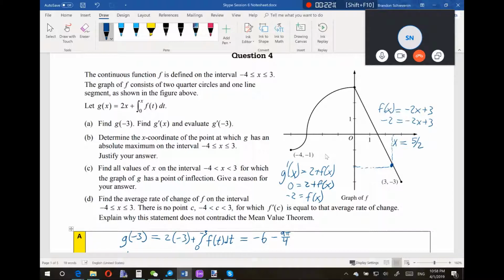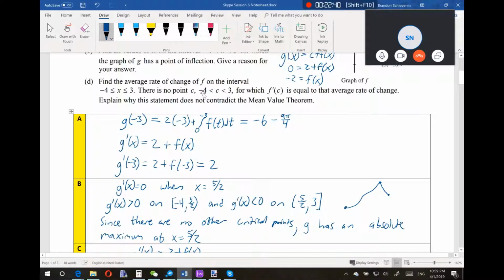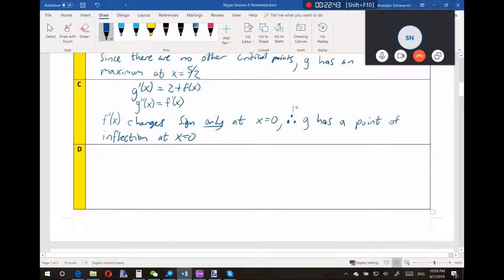Oh, find the average change of f. And then there is no point on this interval where f prime is equal to the average rate of change, so explain why this does not contradict the mean value theorem. So first, how can I get the average rate of change of f on this interval? Find the slope from the first point to the end point. Okay, cool. So that's my average slope from -4 to 3. So that's f at 3 minus f at -4 over 3 minus -4 is my average slope of f.